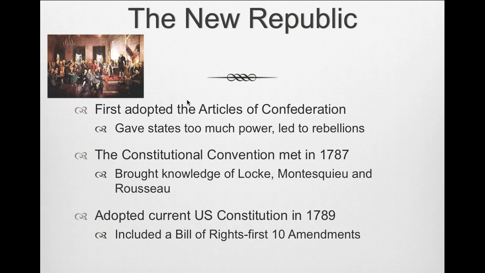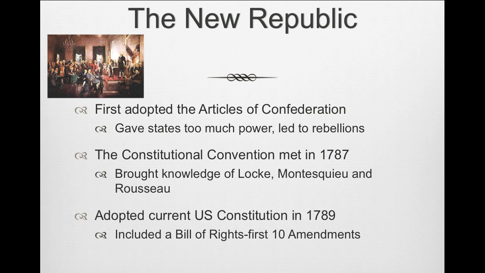So the United States is formed after we win the American Revolution and we get our freedom from the British. The founding fathers needed to start to write a constitution. And the first constitution written is the Articles of Confederation. And that actually gives the states way too much power. It almost doesn't even set up a federal government.